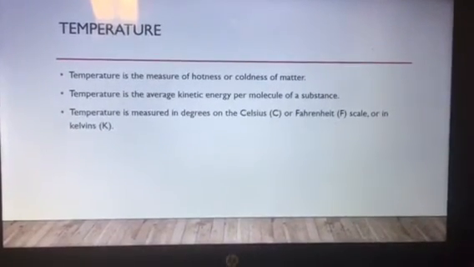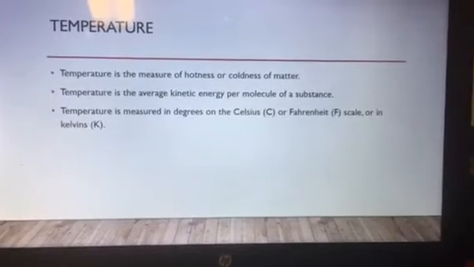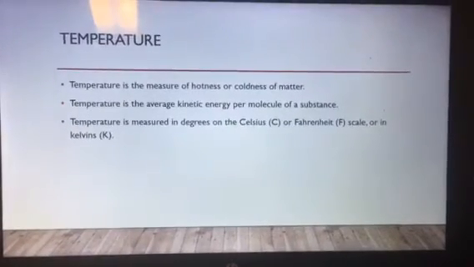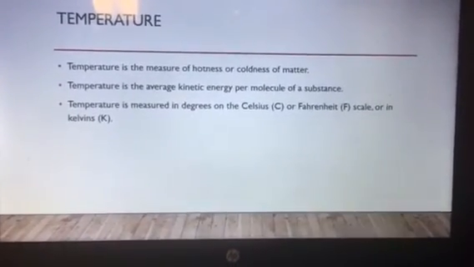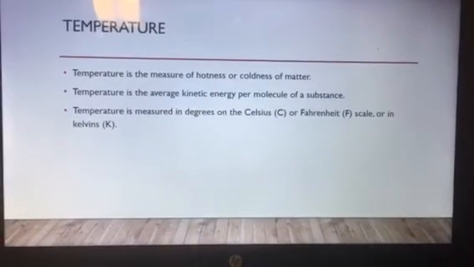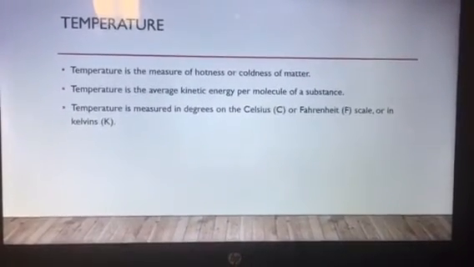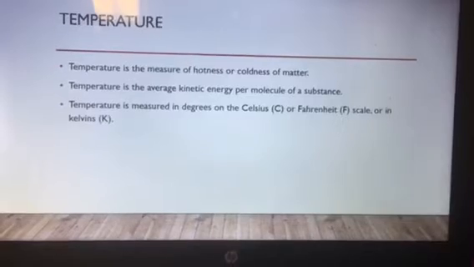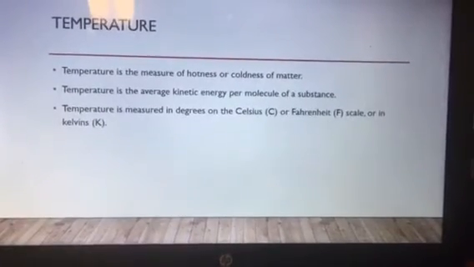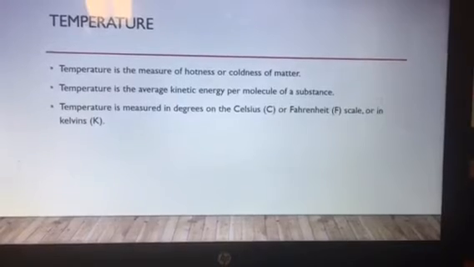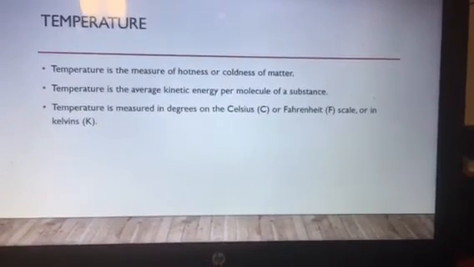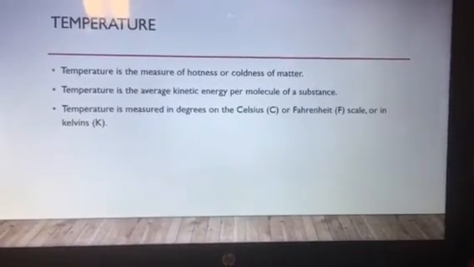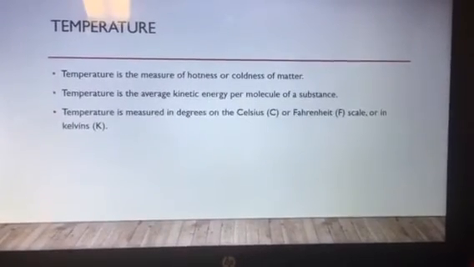Temperature is the measure of hotness or coldness of matter. We experience temperature every day. Like, if we drink hot tea or cold tea, that's the best way to describe what temperature is. If you want something cold, you might add ice. If you want something hot, you might heat it up. Temperature is the average kinetic energy per molecule of a substance. Temperature is measured in degrees on the Celsius or Fahrenheit scale, or in kelvins.